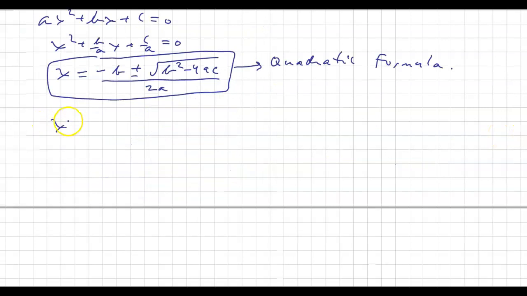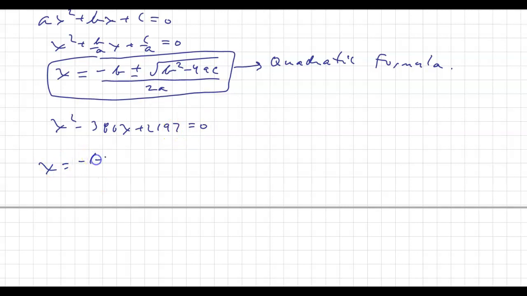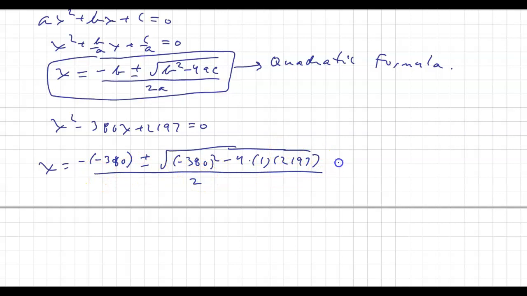So that question, which was x squared minus 380x plus 2197 equals 0, it would be x equals negative b, which is negative 380, plus or minus the square root of b squared minus 4 times a times c, over 2. This turns into, eventually, 380 plus or minus the square root of 135,612 over 2.